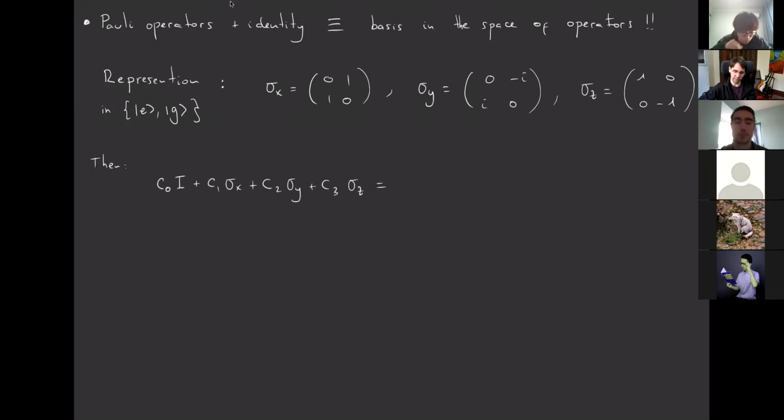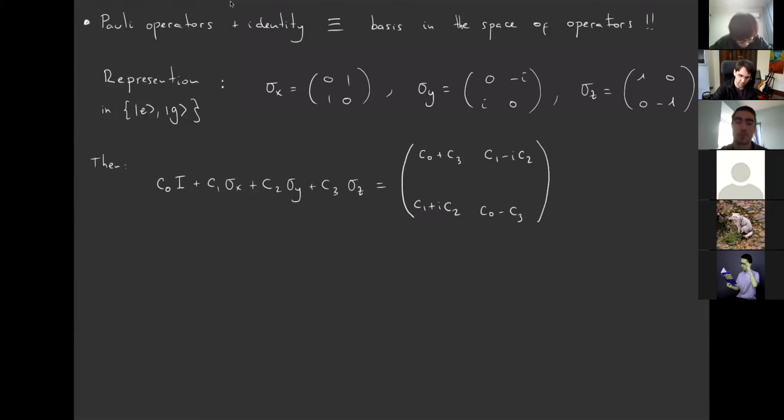So you see that this will be a 2x2 matrix. The coefficients C are some complex coefficients, which I will define in a second. But if I just do this linear combination, what I get is something like this. In the diagonal, I will get C0 plus C3 and C0 minus C3. And then in the anti-diagonal, I will get C1 minus iC2 and C1 plus iC2.